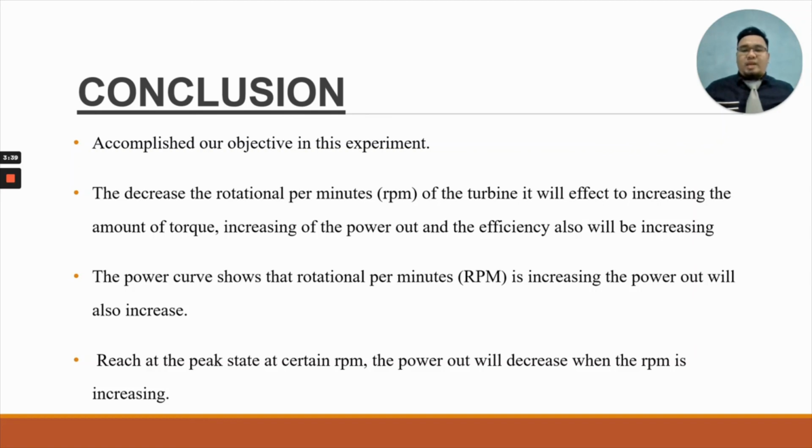We can conclude that the decreasing of the RPM of the turbine will lead to an increase in the amount of torque, power output, and the efficiency, and as shown in the result, it will make it more accurate and precise. And also the power curve of the Pelton turbine has its peak state at a certain rotational speed, or RPM, of the turbine.